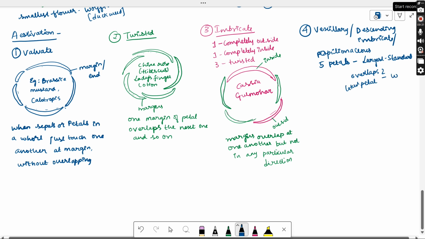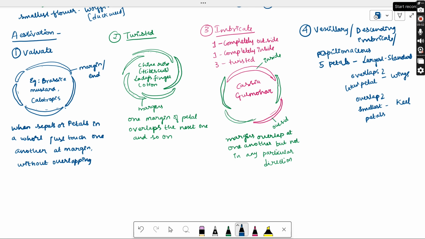These are called the wings. And these wings in turn overlap the two more smallest petals. So these two more smallest petals are called the keel. They are partially fused. So if you just see, which can be seen in the case of beans as well as a pea plant, it will have the largest one. So this is the one type.